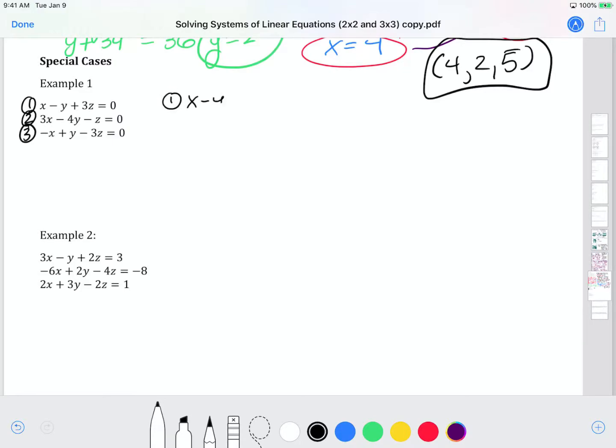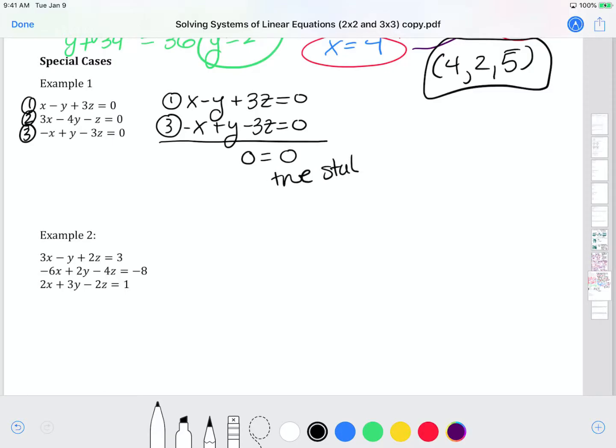So I have x minus y plus 3z is equal to 0. Equation 3, I have negative x plus y minus 3z is equal to 0. I'm going to add those up. The x's and the y's disappear, and the z's disappear. So I have the case where 0 is equal to 0. So this is a true statement. So this is going to be the special case where we have infinite solutions.